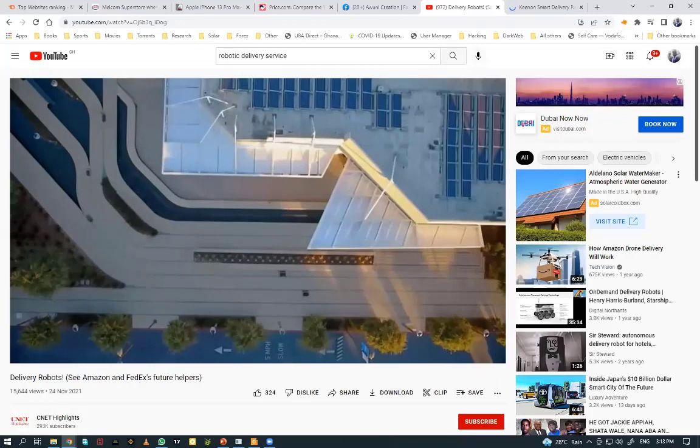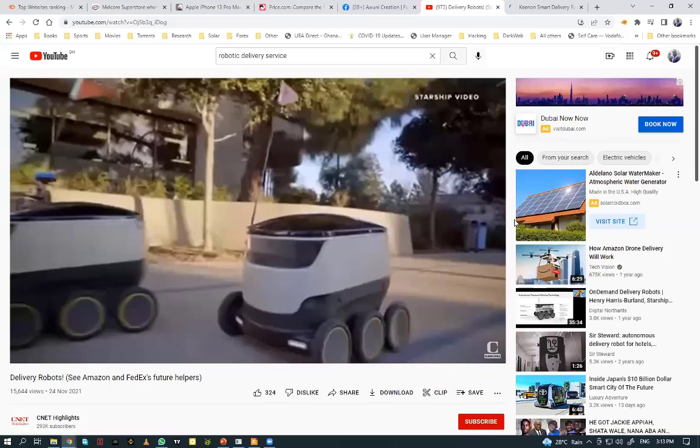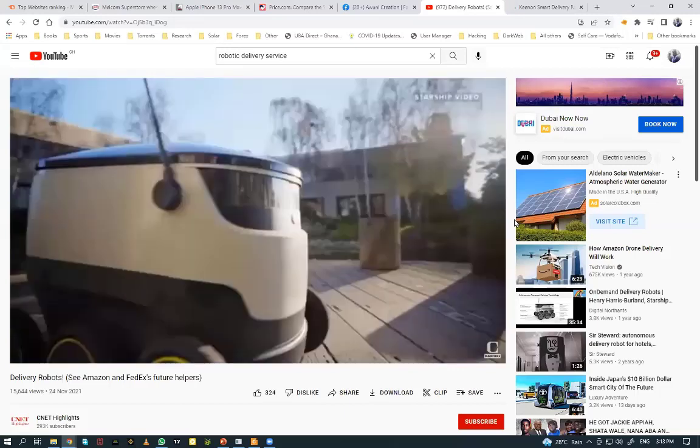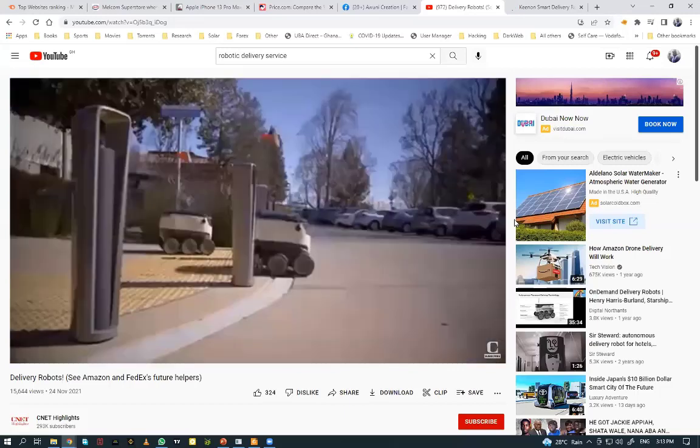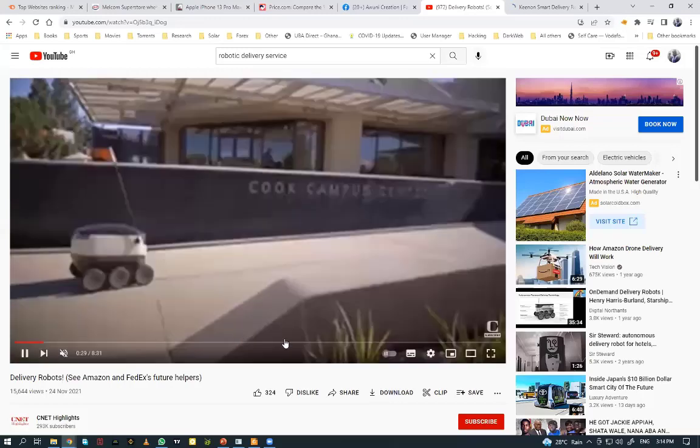So this is Starship Campus Delivery. This is a campus like KNUST. They can have a system like that on KNUST campus, and students will come from their rooms and pick the product. Something like this. So we have not gotten anywhere. We've not even started. Let me put it that way. We have not even started.